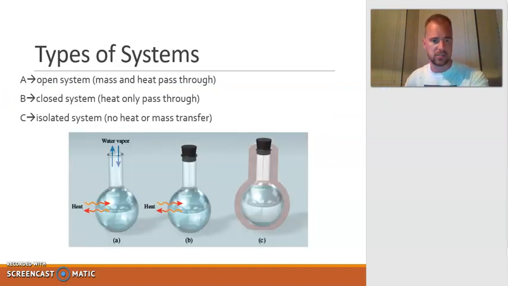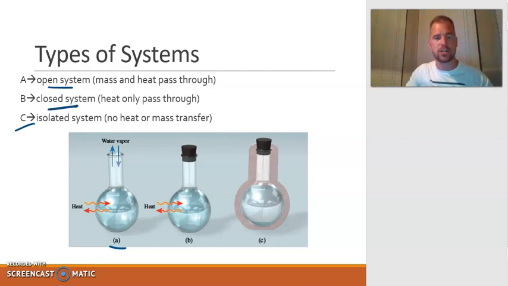There are 3 types of systems. The one that we'll be focusing on in this unit is system C, but I'm going to cover all 3. So the first system is an open system, and that's where mass and heat can pass through easily. So example down here, letter A, this is a round bottom flask. You notice that it's glass. Glass is not a good insulator of heat. If you've ever touched hot glass, you'll know that. It'll transfer energy real easily. So it's going to let heat go back and forth, but also notice it's not capped. So mass can go back and forth, like water vapor could leave.